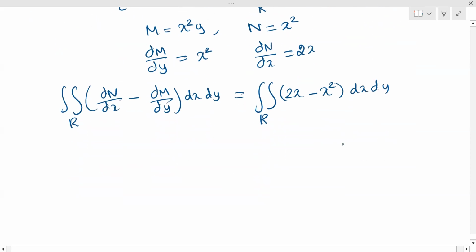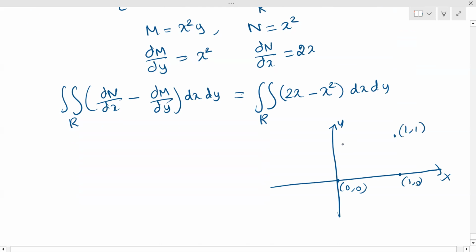So here we need the limit. For that we need the diagram. It is in the xy plane. Here they have given that it is a triangle. What are the vertices? (0, 0), (1, 0) and (1, 1). Here we can find either the x limit first or the y limit first.